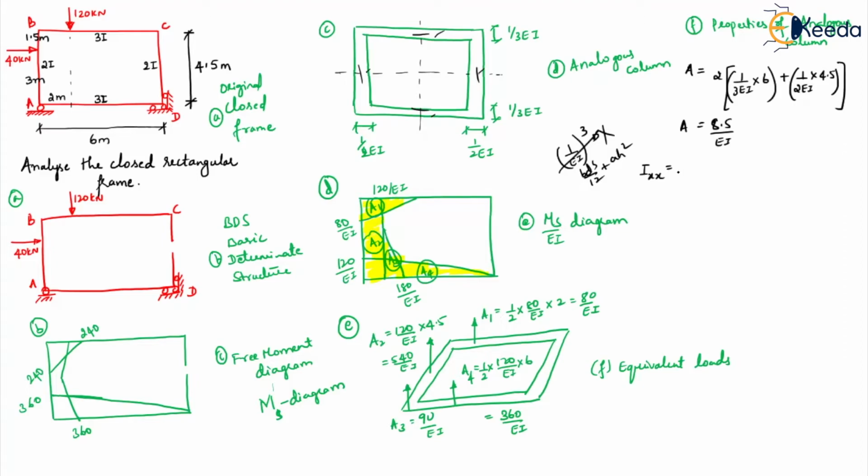Okay, so based on that, the Ixx will be 2 times of. Why are we writing 2 times of? Because these two are same and these two are same. Right? 2 times of BD cube by 12, so that's 1 by 2 EI by 12 into 4.5 whole cube, plus AH square, that's 1 by 3 EI into 6 into 2.25 whole square. Right. So on simplification, how much will we get?